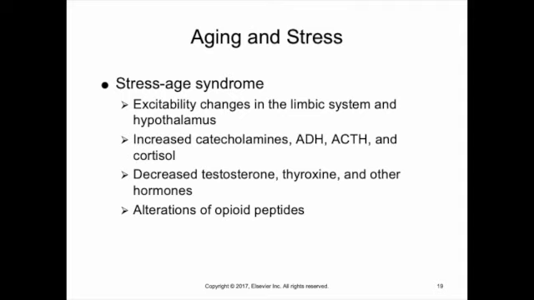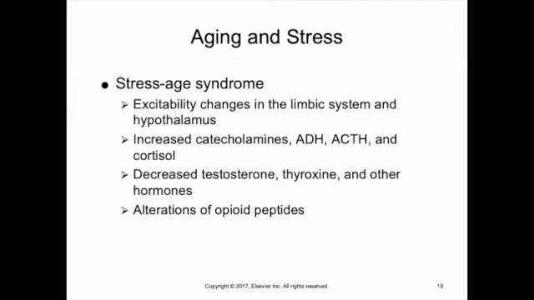Stress age syndrome. This is the physiological change. This occurs in response to being influenced or prone to chronic stress over time, but also how it affects the aging. It involves the alteration of the neuroendocrine and the neurotransmitter systems. What does this mean? In terms of the limbic system and the hypothalamus, this chronic stress can lead to excitability. And this then will affect the hypothalamus and the limbic system, which are involved with regulating our emotions, our behavior, and our stress response.